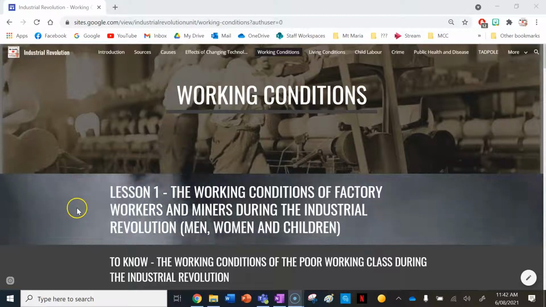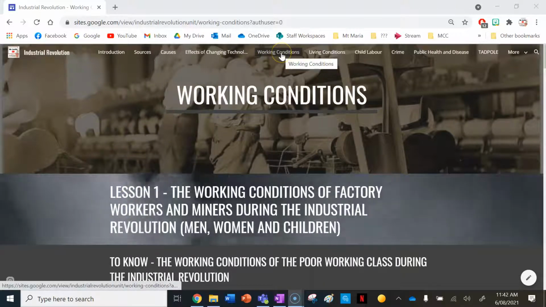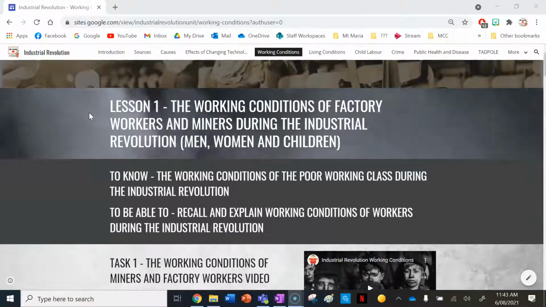Hello out there, all you historians, and welcome to your first lesson on the working conditions the working class people faced during the Industrial Revolution. You can find lesson 1 under the working conditions tab of the Industrial Revolution website. There's a lot to get through this lesson, so let's dive in.